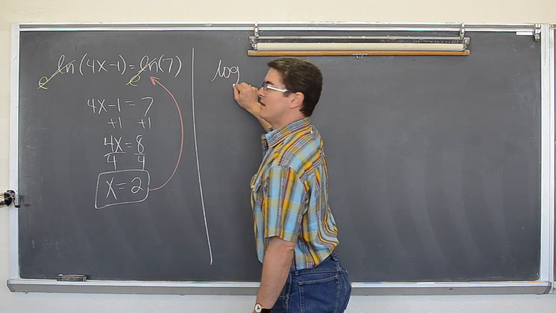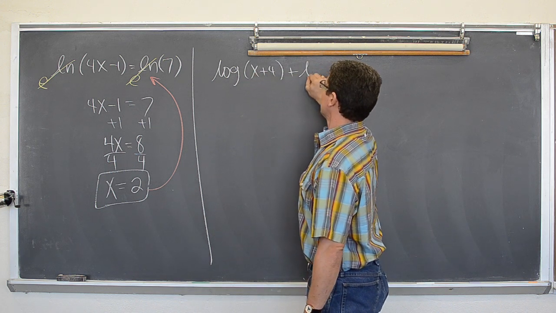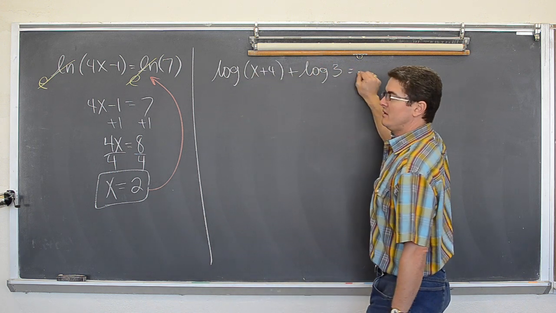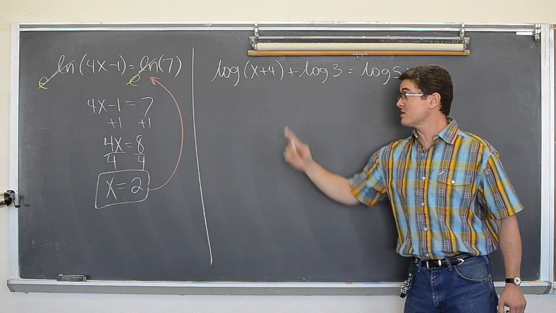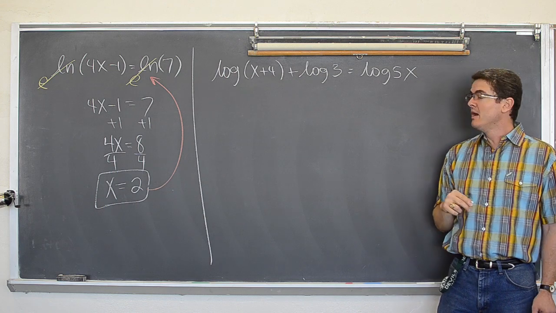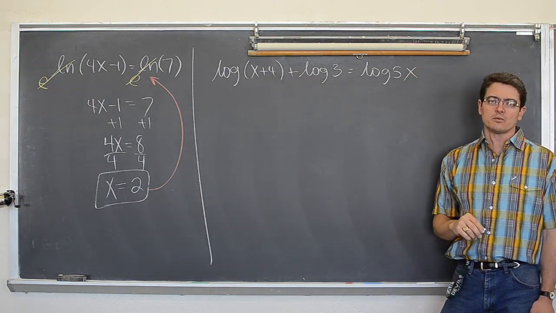Log of x plus 4 plus log of 3 equals log of 5x. Now here we have common logs, base 10 and not base e. And our major problem here is we have 2 logs on the left and 1 on the right.